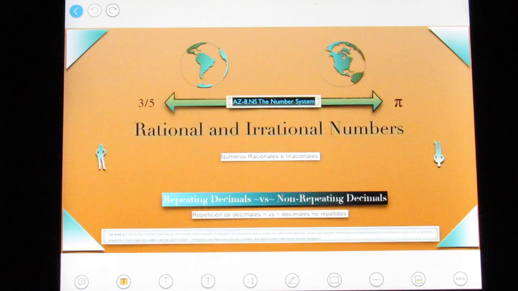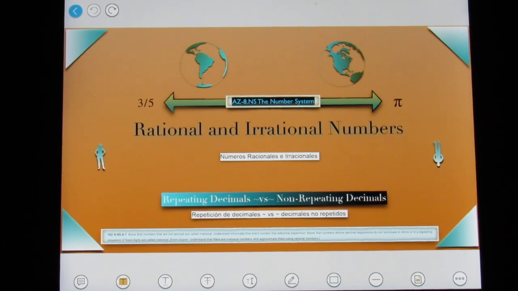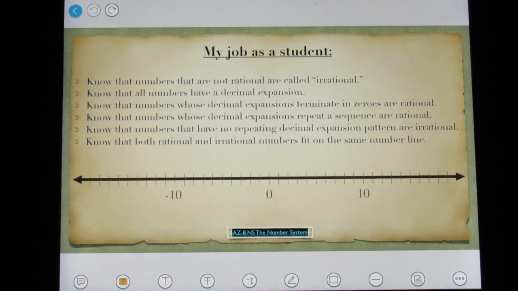When we talk about irrational numbers, we talk about numbers like pi that go on and on and on forever without repeating a pattern. That's a really important thing to know. After the decimal, there are no repeating numbers. This is basically what the standard tells us.